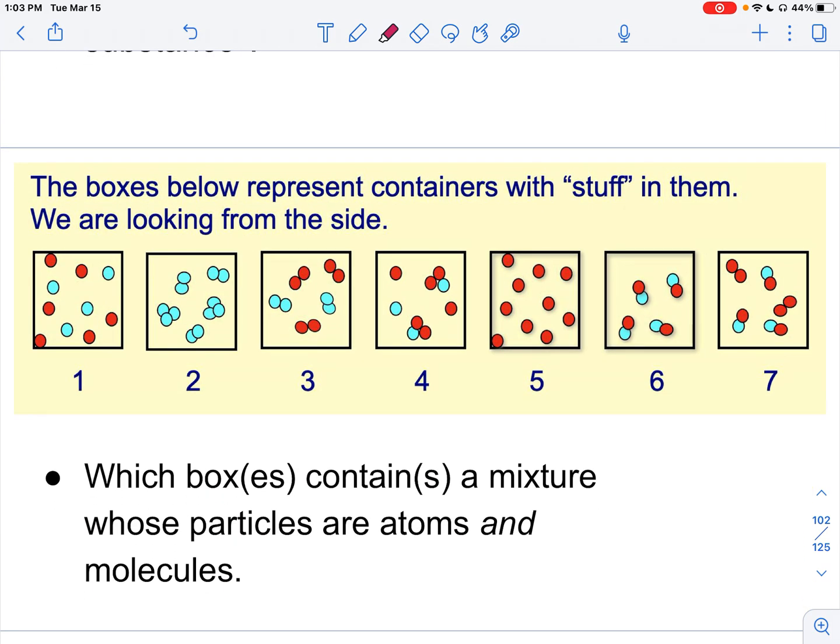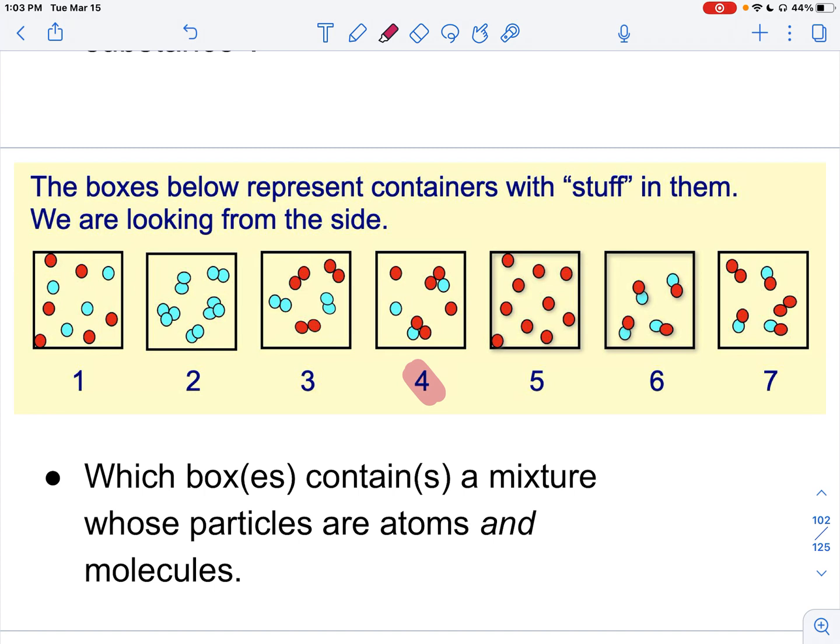So this one, which boxes contain mixtures whose particles are atoms and molecules? Number one, not, because they're all atoms. Number two, they're all molecules. Number three, they're all molecules. Number four, we have some atoms and some molecules. 5 and 6 are not mixtures.